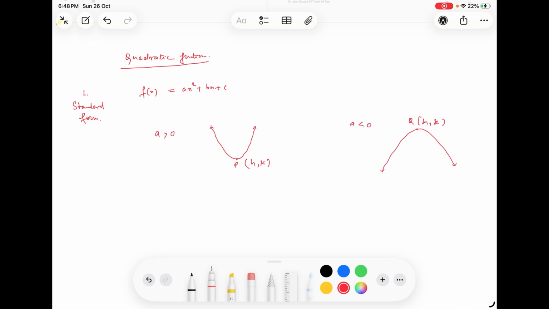We mark it as h comma k, right? To find h, what we do, we use minus b upon 2a, where b is the coefficient of x, a is the coefficient of x square. If I divide negative b by 2a, I get the value of h, that's the x coordinate of this point. And to find k, I put the value of h, which I found by using minus b by 2a, in the function.